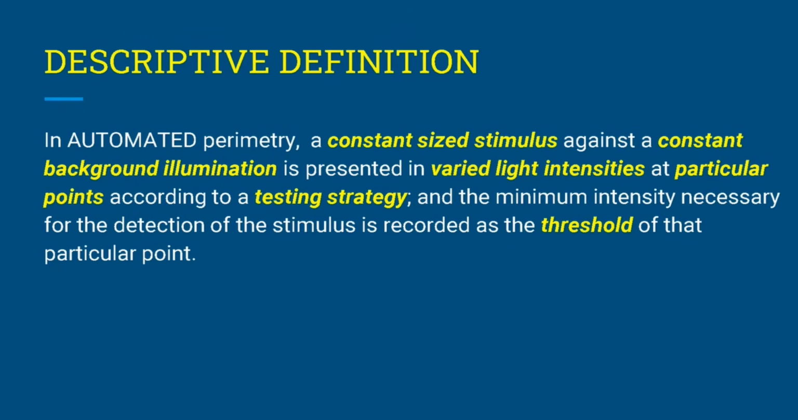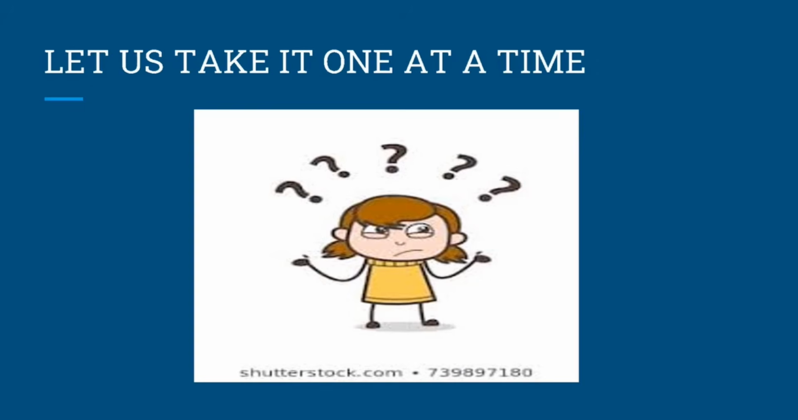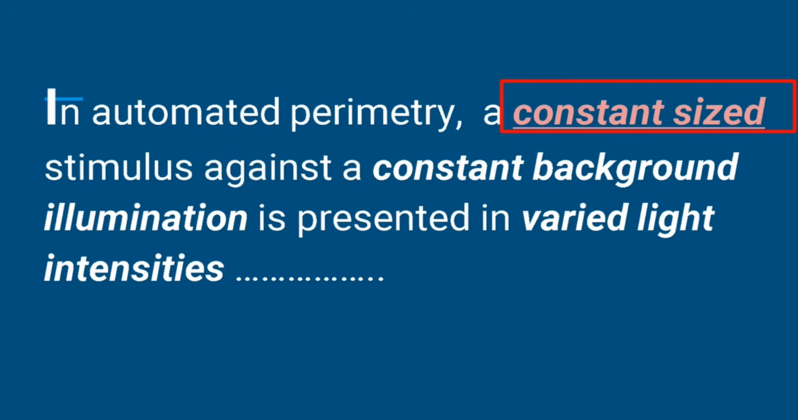In automated perimetry, a constant sized stimulus against a constant background illumination is presented in variable light intensities at particular points according to a testing strategy, and the minimum intensity necessary for the detection of the stimulus is recorded as the threshold of that point. This is the descriptive definition. Does that sound confusing? Let us take it one at a time.